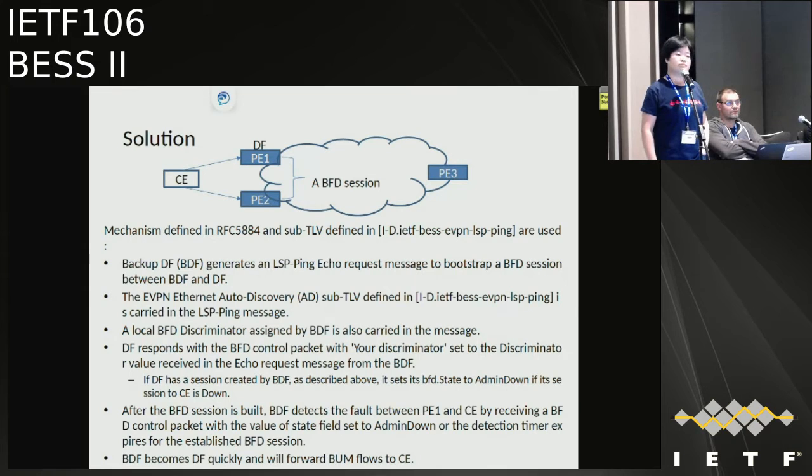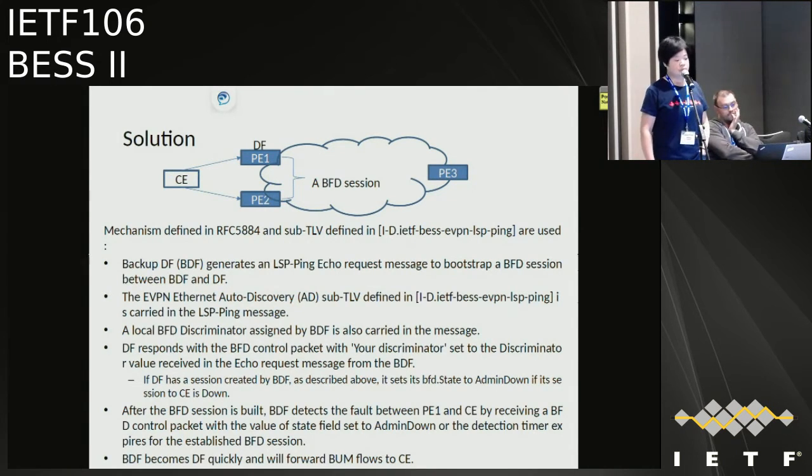I think the second point I have is, instead of doing this LSP ping to bootstrap the BFD, maybe ES route type 4 is a way to pass the discriminator between these multi-hop peers so that you can then do the BFD session, or maybe even seamless BFD. You can use those discriminators instead of doing the explicit LSP ping for bootstrap.